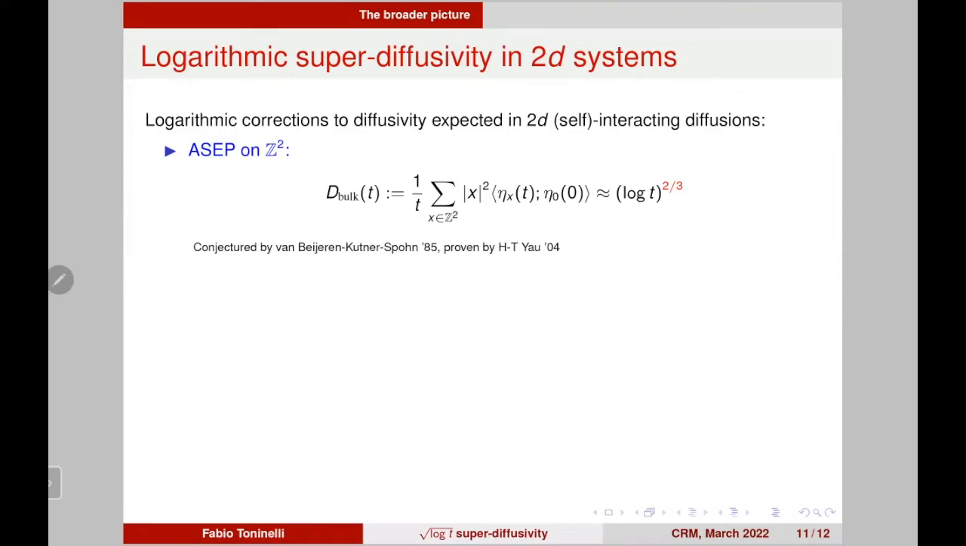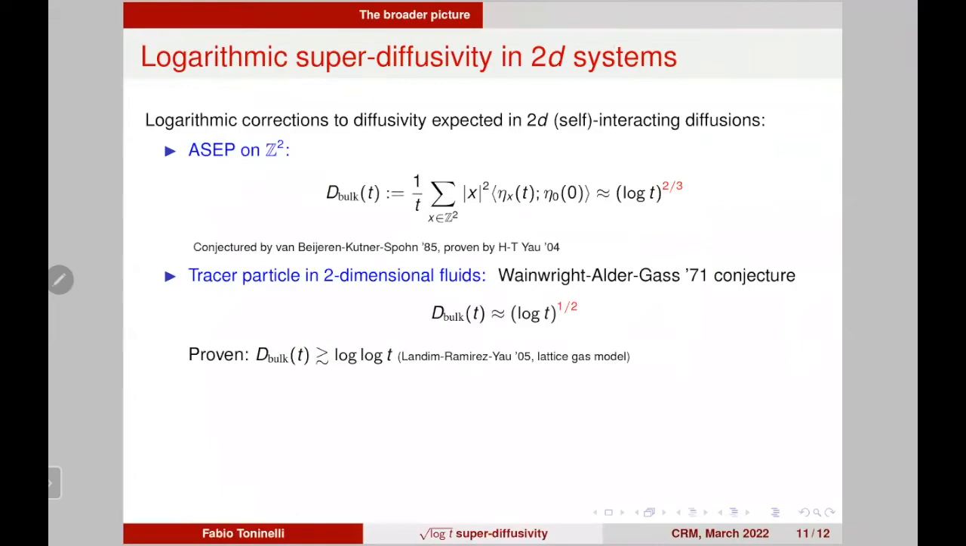You take ASEP on Z2 with an asymmetry of order 1, and then define what is called the bulk diffusivity coefficient, which is defined as follows. You sum over the positions in the lattice of the correlation between the occupation variable at time t and position x, and the same thing at time 0, position 0, times x squared, where x is the position, and then divide by t. So if you have the simple exclusion process, this would be of order 1 for large time. Instead, in dimension 2, this turns out to grow like logarithm of t to the power 2/3. This was conjectured in the 80s by Van Beijeren, Kutner, and Spohn, and then was proven in a celebrated paper by Yau some 20 years later.